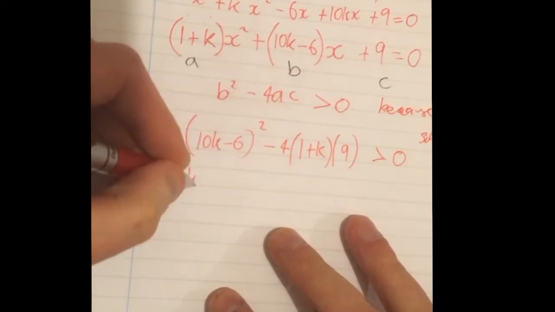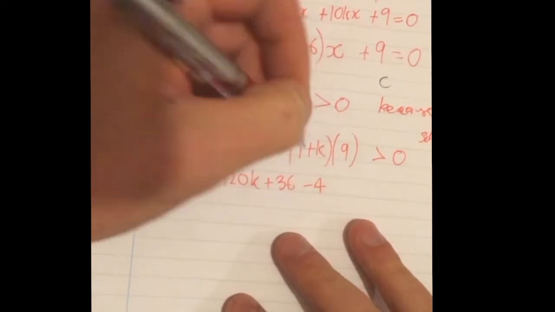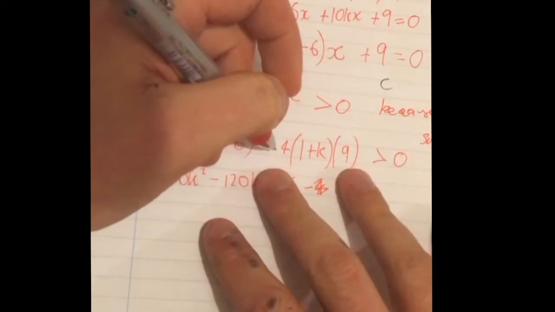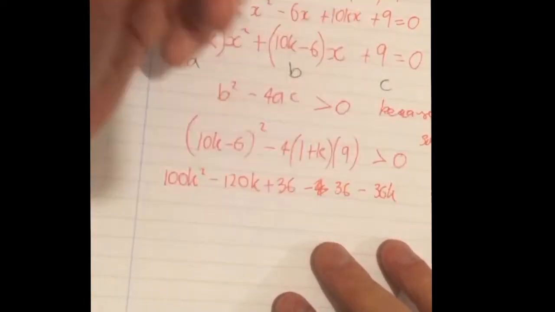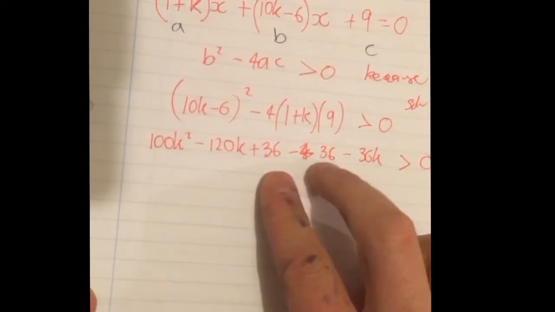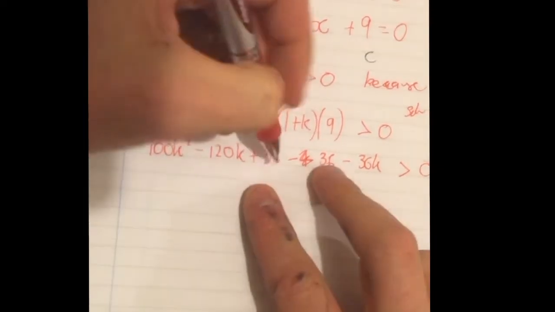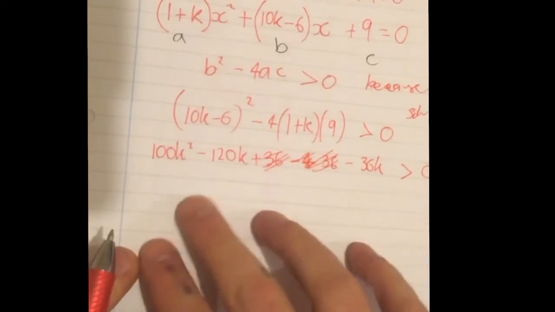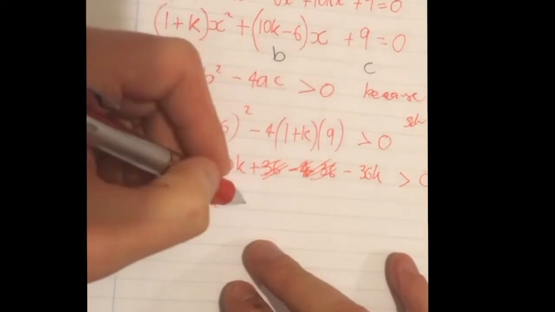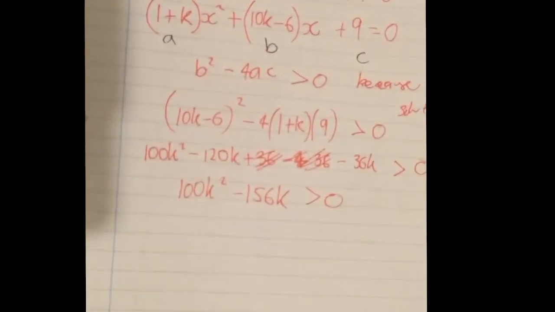So we get 100k squared minus 120k plus 36, minus 36k, sorry, not minus 4, minus 36k should be greater than 0. So plus 36 and minus 36, those are going to cancel out. So we're left with this quadratic to solve, so 100k squared minus 156k should be greater than 0.